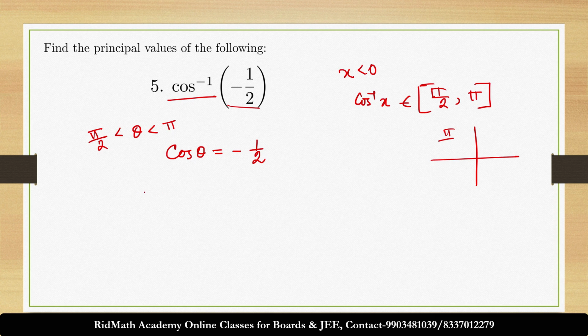So you can easily check that theta equals pi minus, that is half, that means pi by 3. This is 2 pi by 3, and this 2 pi by 3 is also greater than pi by 2 and less than pi, and cos 2 pi by 3 equals minus half. Okay, so this is the answer.